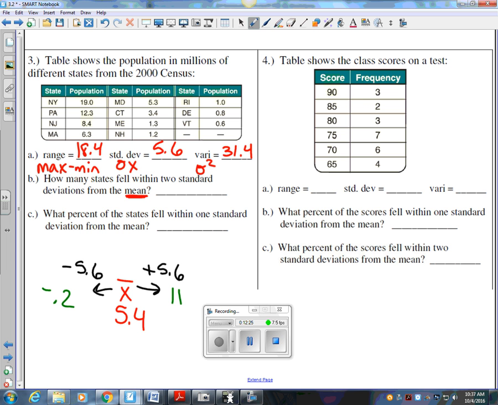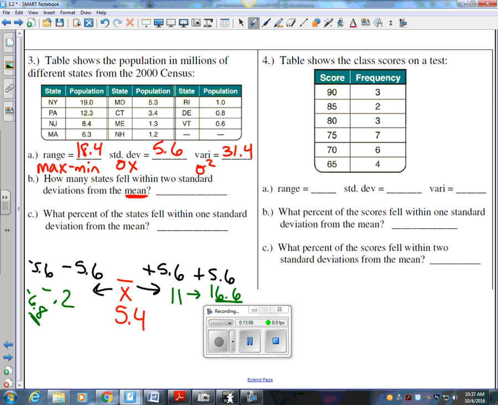Okay. All right. This question is saying how many states fell within 2 standard deviations. So we've got to go some more. Paige, how do we go another standard deviation? What do you have to do? Add 5.6 and subtract 5.6 again. If you noticed, are any of these numbers negative? So you really don't need to go any further. You can. Negative 6.8. And then what do you get here when you add 5.6? 16.6. Okay.